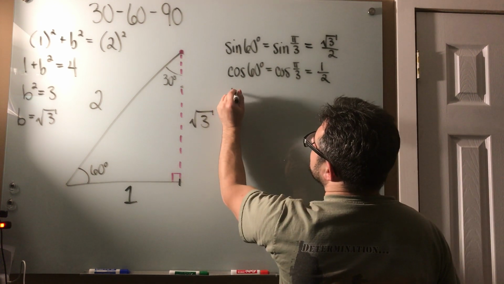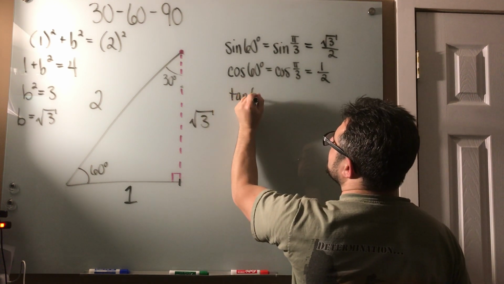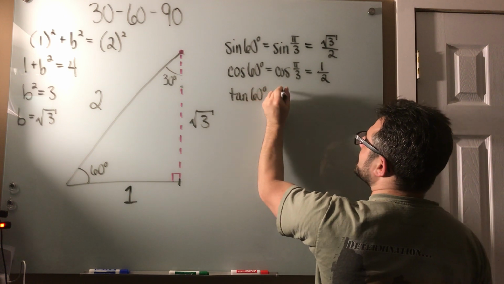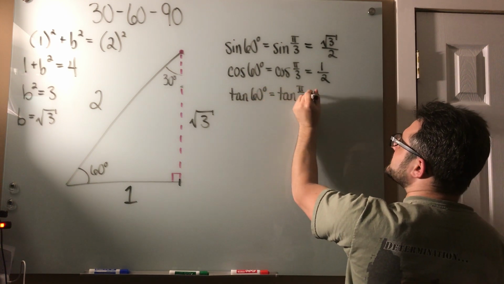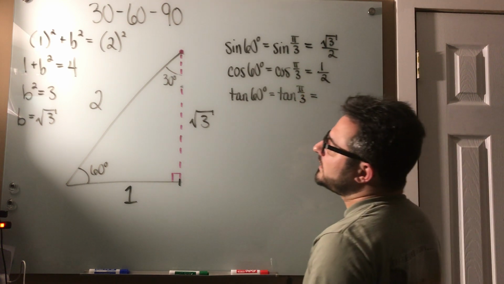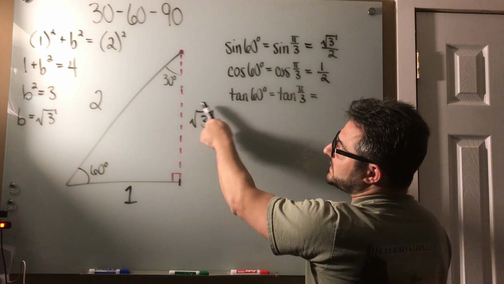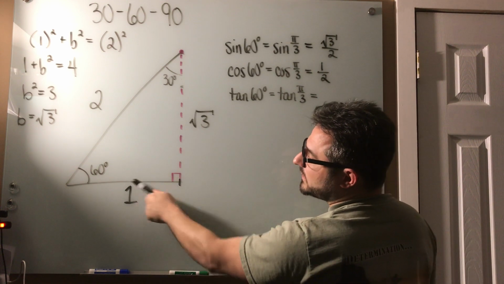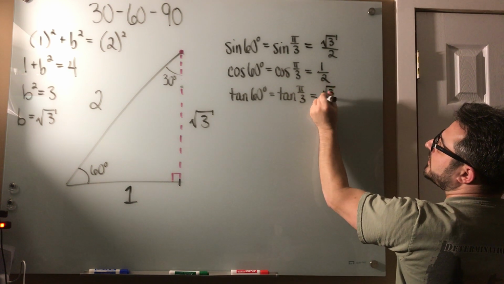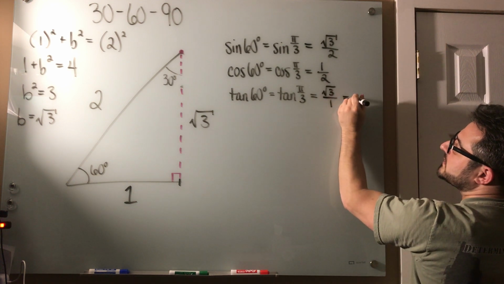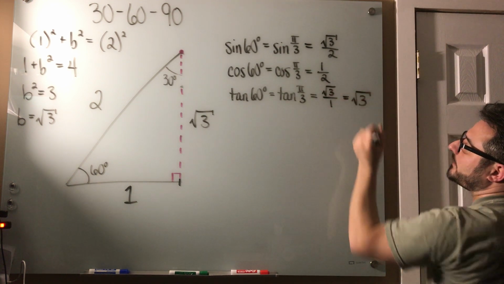Next up is tangent of 60 degrees, or tangent of pi over 3 radians. Tangent is opposite over adjacent. Square root of 3 over 1, or just square root of 3.